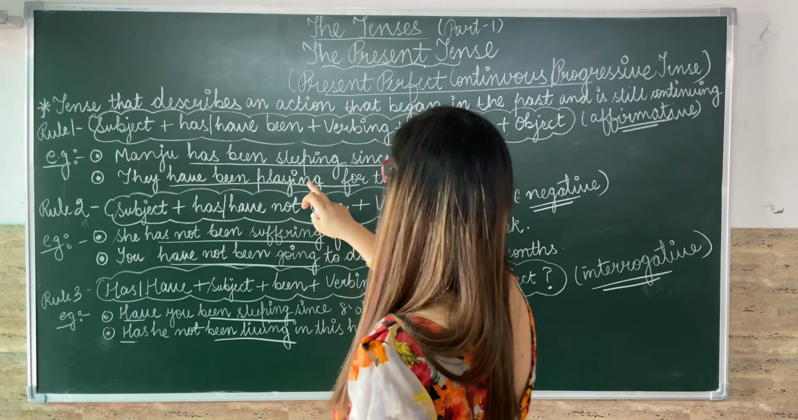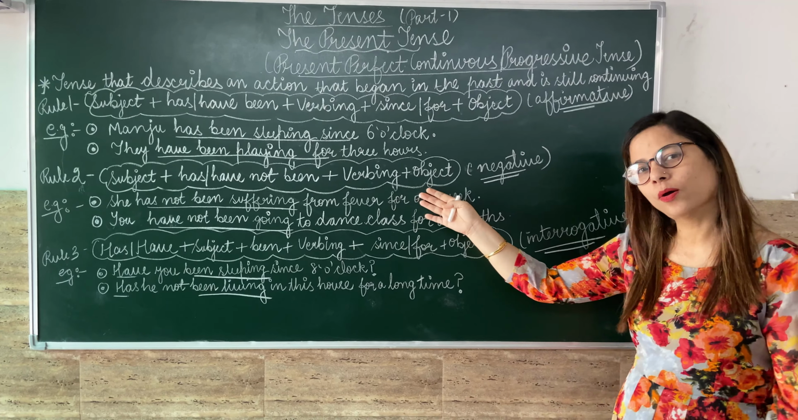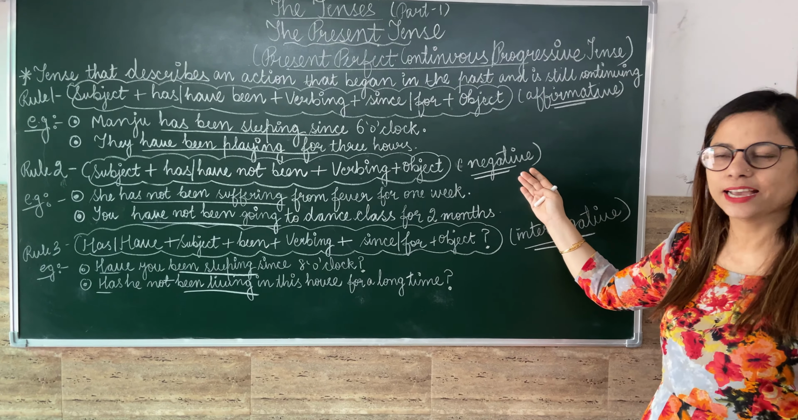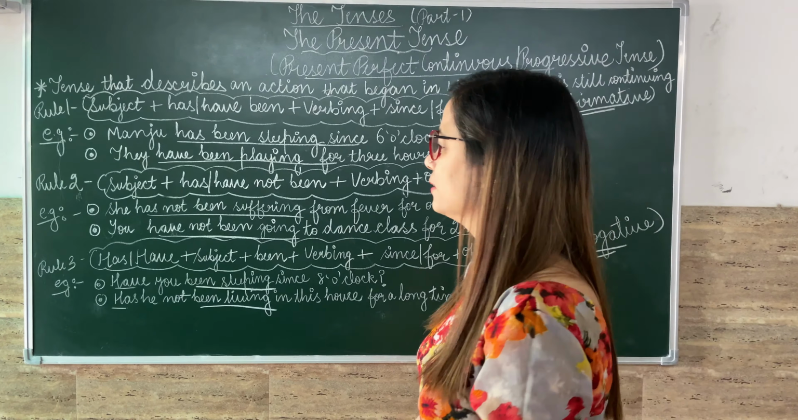Now let's move to the negative of this sentence. Again, not we will use just after the helping verb, and the helping verb we use in this tense is has or have. So the rule is subject, has or have, then not, been, verb ing, object or object complement. This is negative. Let's see some examples. She has not been suffering from fever for 1 week. You have not been going to dance class for 2 months. This is present perfect continuous negative sentences.